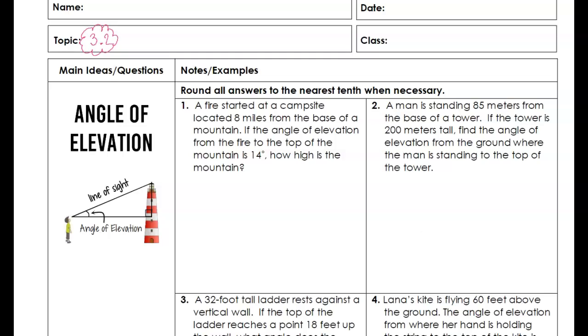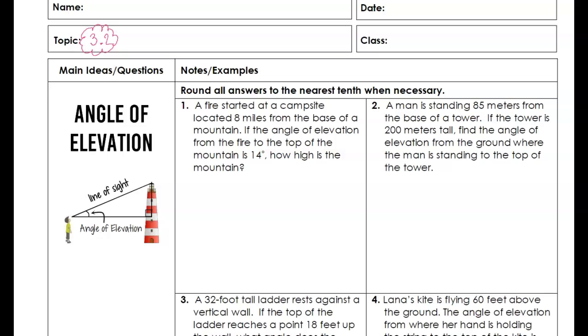All right. So today, like I was saying, we're learning about right triangle trig word problems. And in right triangle trig word problems, they love to use two terms. They love to use something called the angle of elevation, and they love to use the angle of depression. So those are the two things we're focusing on here with these word problems.